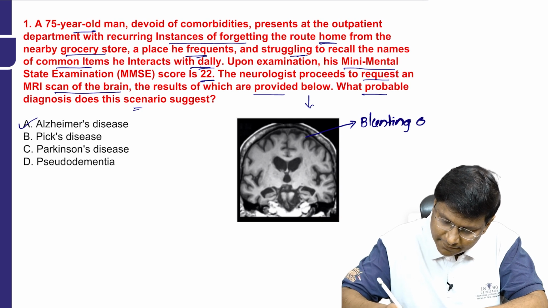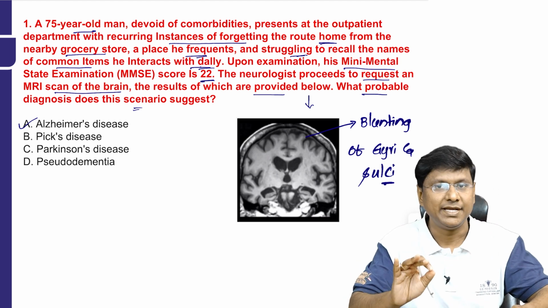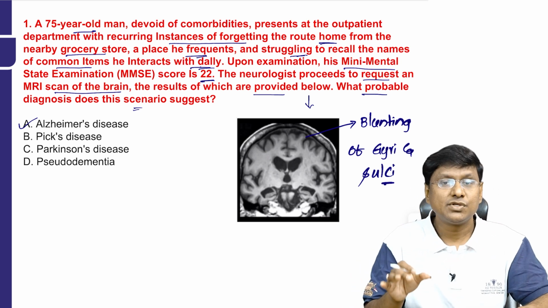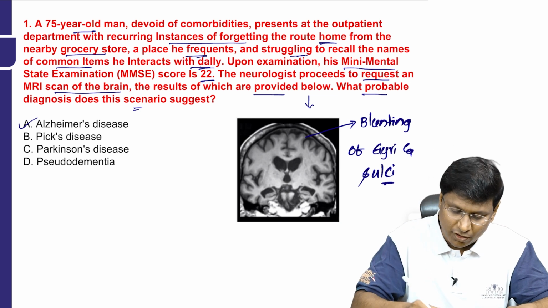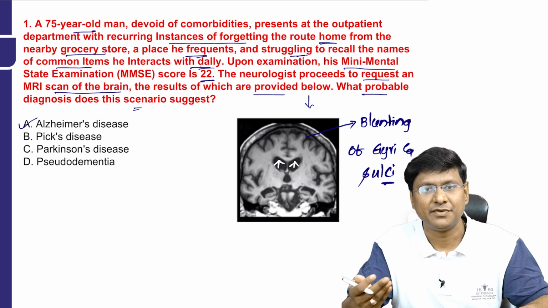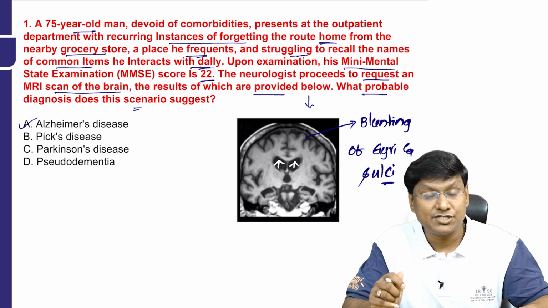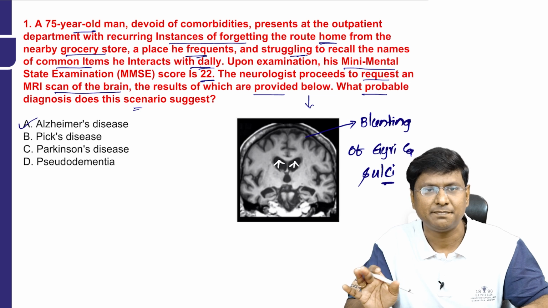Right, blunting of gyri as well as the sulci. That is what you will notice in case of Alzheimer's disease. So this blunting of gyri and sulci will lead to pseudo enlargement of the ventricles. There will be pseudo enlargement of the ventricles of the brain, and this will be misinterpreted as hydrocephalus when a plain MRI is being performed.